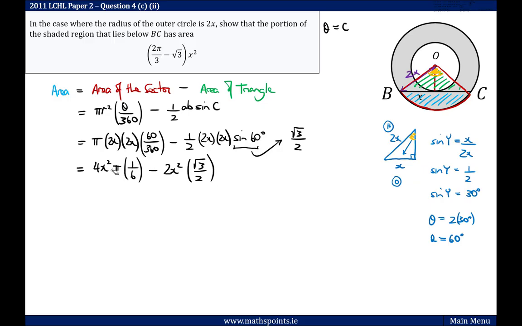Now the rest of this question is just trying to tidy this to what we were given up here initially. So let's see, can we go and do that? So 4 times a sixth is 2/3, so it's 2/3 x squared pi minus, and I can see that this 2 and this 2 can cancel, and I get root 3 x squared. Have a look up at what we're trying to show, and we can see that they've factored out the x squared. So if we factor out the x squared from the first term, we get 2/3 pi in the bracket, minus, factor out the x squared from minus root 3 x squared, and we get minus root 3.